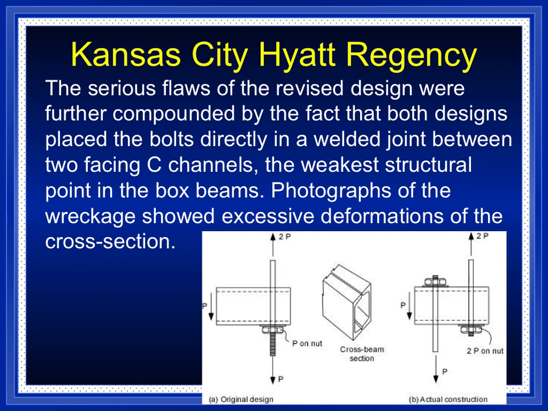The serious flaws of the revised design were further compounded by the fact that both designs placed the bolts directly in a welded joint between two facing C channels, the weakest structural point in the box beams. Photographs of the wreckage showed excessive deformations of the cross section. So typically the welded part of a joint is the weakest area, and they placed bolts through that, which is not a good idea. They should have put the bolts in a non-welded spot, which would be stronger.